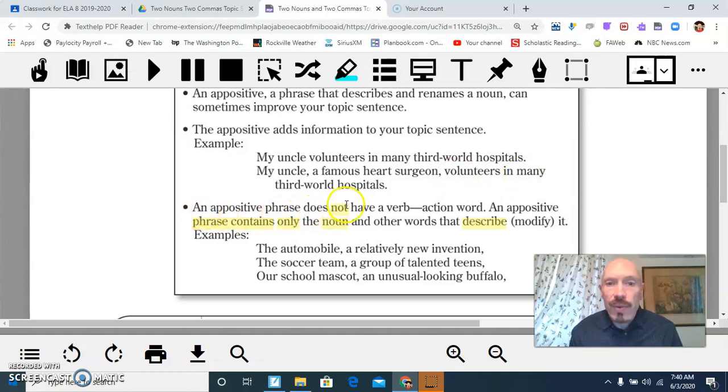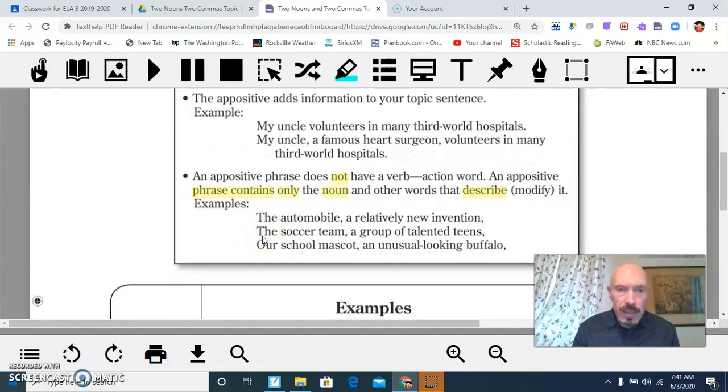Now, an appositive phrase does not have to have a verb in it. It doesn't need an action word. It can contain only a noun or just other words that describe the noun. So, for example, famous heart describes this noun, surgeon. So it's just part of the phrase. So here we have some more examples.